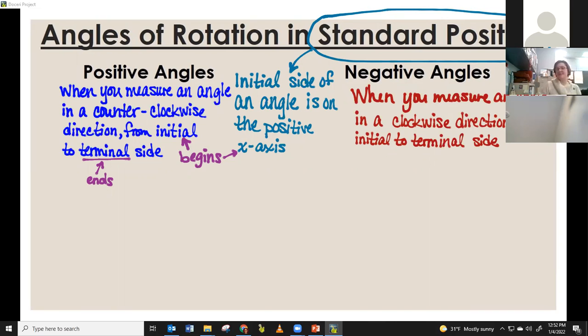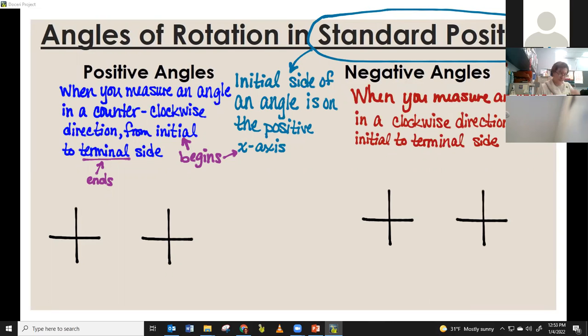All right, and we are going to sketch just a couple of examples here so that we have some good reference points for what positive and negative angles are going to look like. So we're going to do 2 for positive and 2 for negative. So go ahead and put 2 coordinate planes where you are talking about positive angles and 2 coordinate planes where you are talking about negative angles. All right.